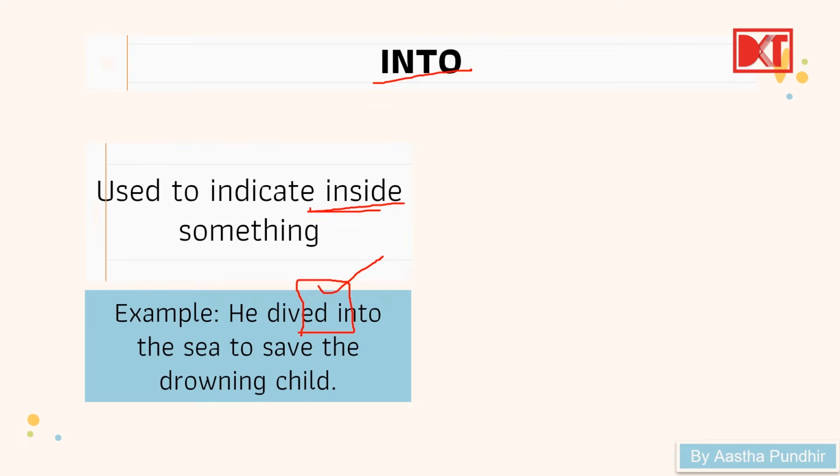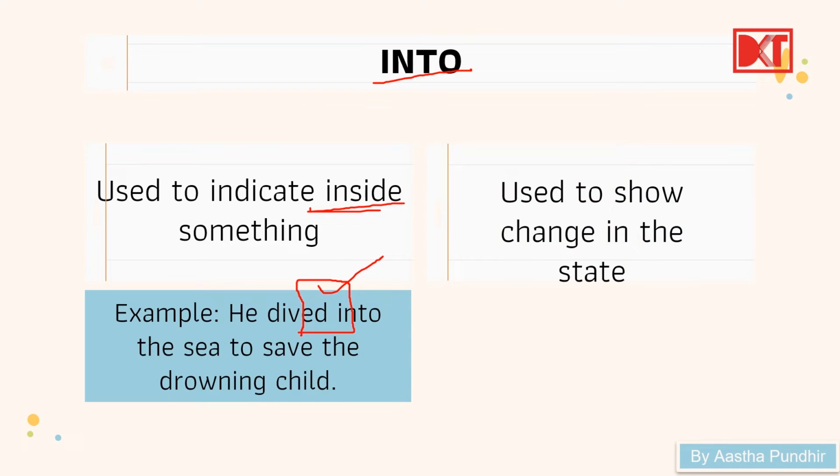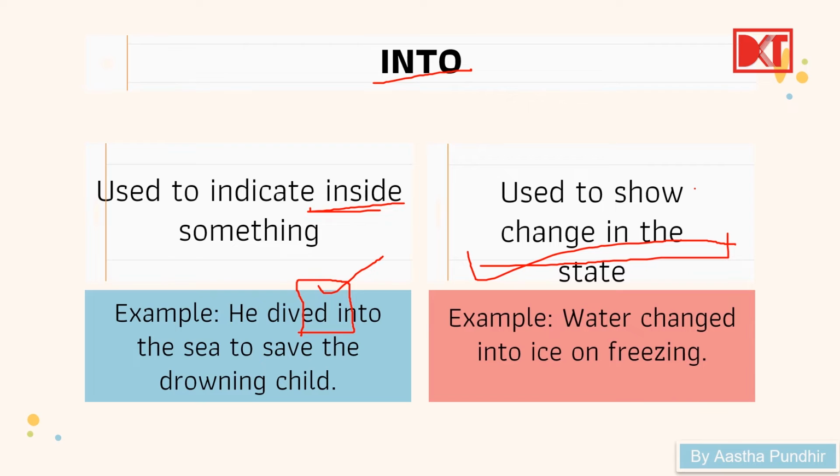Now, this was the first usage. Second usage could be used to show change in the state. Change in the state. How? Water changed into ice on freezing. Into ice. Water is the liquid form. Alright. This changed into a solid form of ice on freezing. So, it's used to show the change in the state. Into.